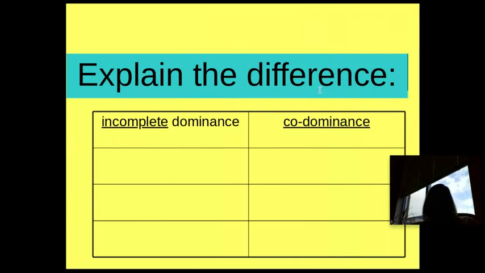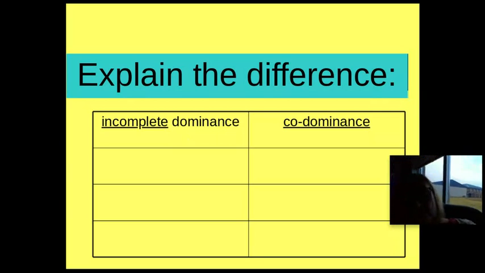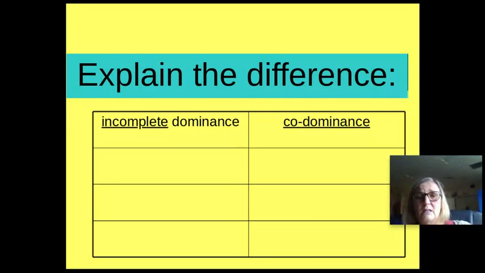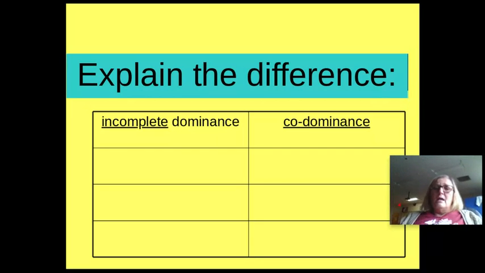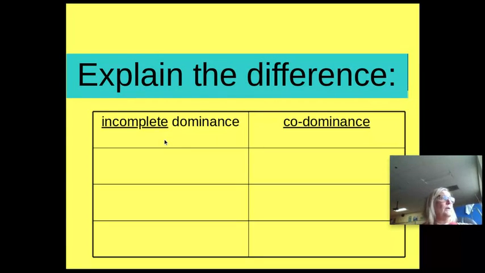Okay, explain the difference. Incomplete dominance is when neither allele is actually in control and they blend. It's like you're mixing paint. All right, so if you have a red flower and a white flower, they end up becoming a pink flower. If you have a red flower and a yellow flower, they can become an orange flower.